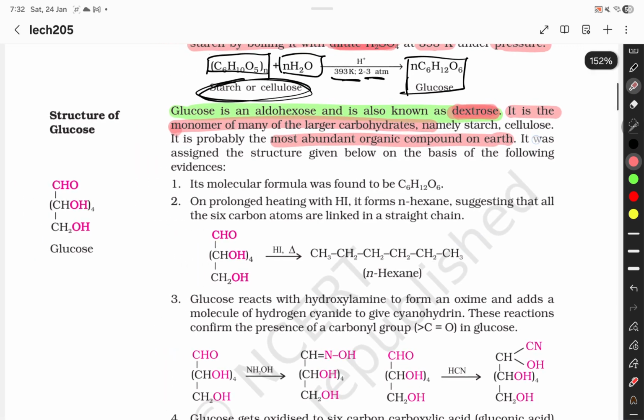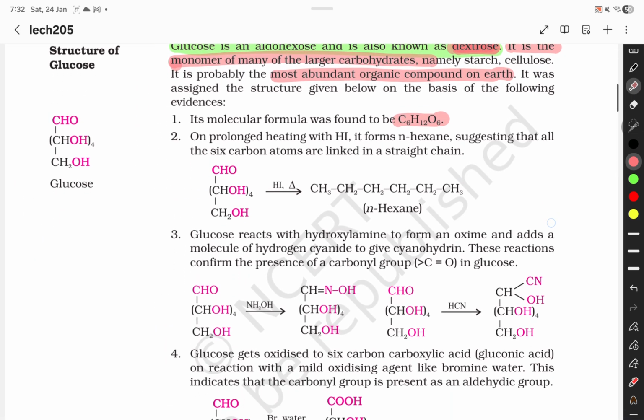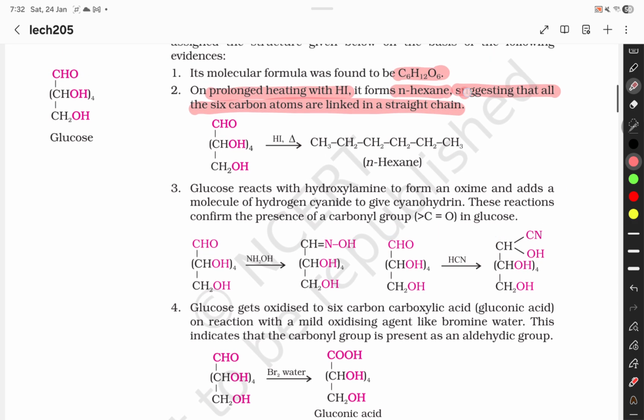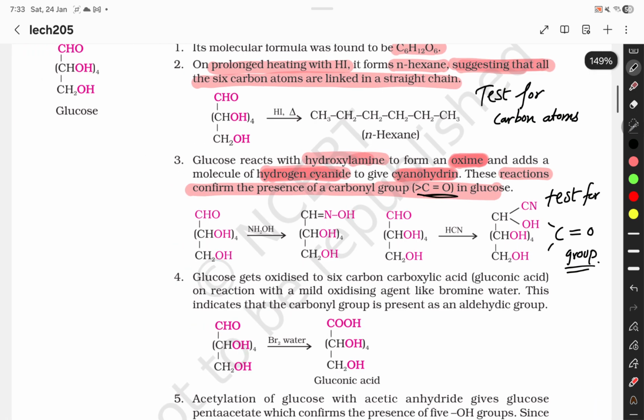Evidence of glucose structure is given here. Molecular formula: prolonged heating with HI forms n-hexane, which suggests that all the six carbons are linked in a straight chain. Remember the tests also, because they will ask that. Glucose reacts with hydroxylamine to form oxime, and adds a mole of hydrogen cyanide to give cyanohydrin. These reactions confirm the presence of a carbonyl group. So this is the test for the C=O group, oxime or cyanohydrin formation.